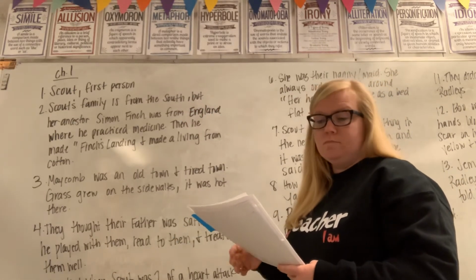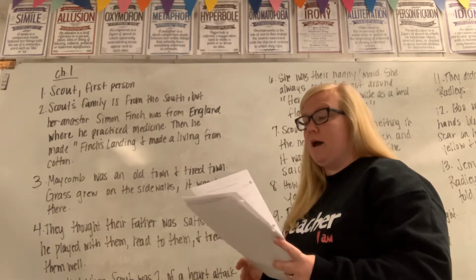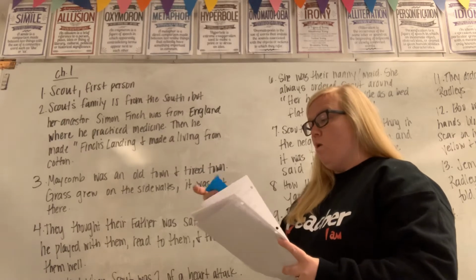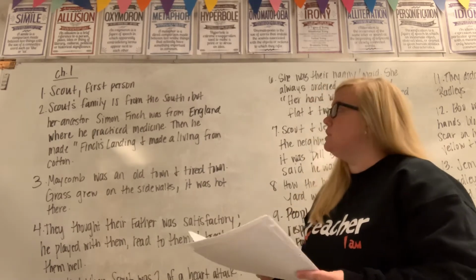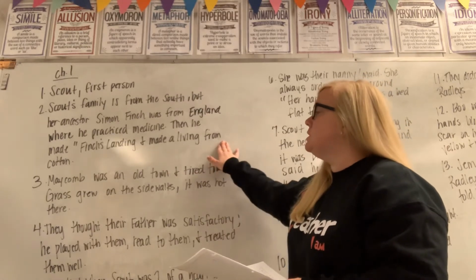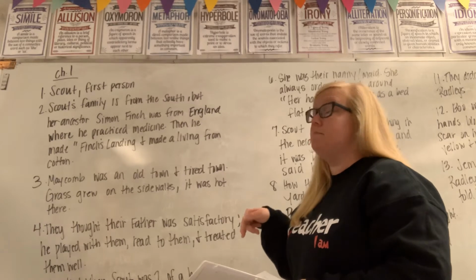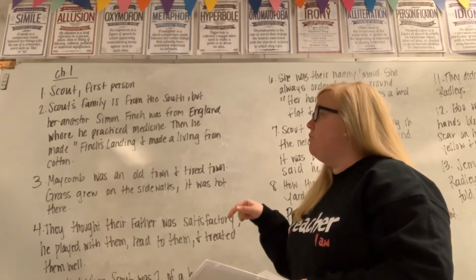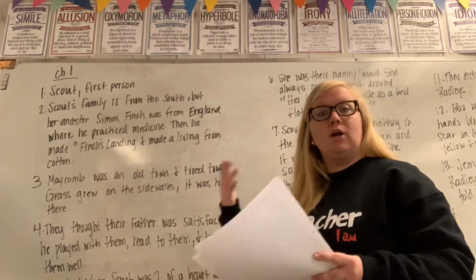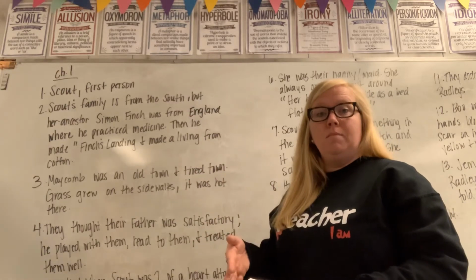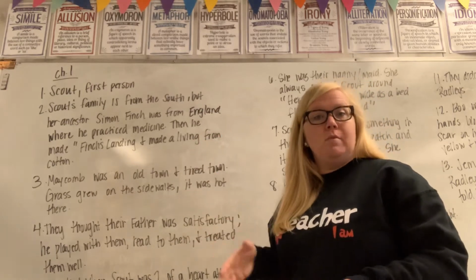Number 2 says the narrator begins her story by giving the reader some background information. What does the narrator reveal about her family history in the first several pages? So I have Scout's family is from the South, but her ancestor, Simon Finch, was from England, where he practiced medicine. Then he made Finch's Landing and made a living from cotton there. So when he migrated from England to America, he founded Finch's Landing, and then he started making cotton there.